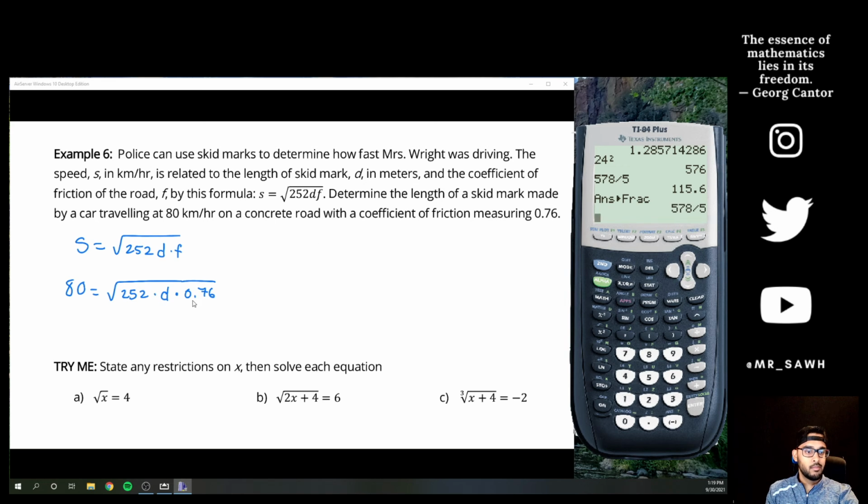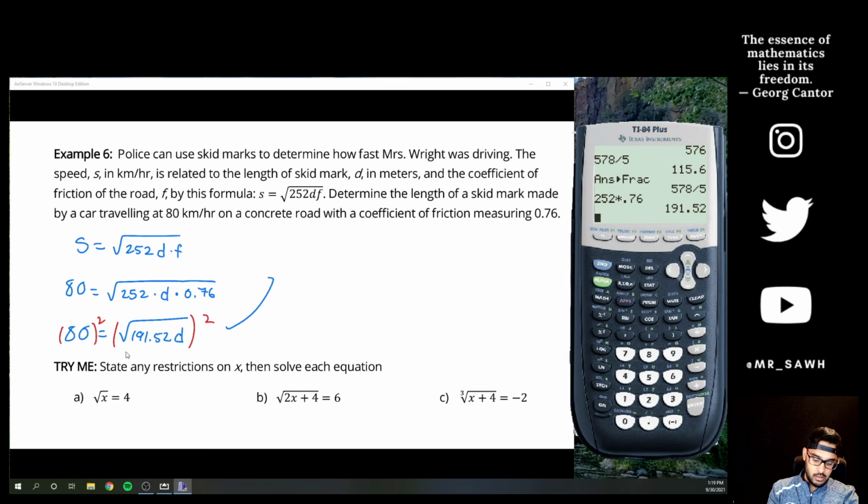So underneath that root sign, I can combine the 252 with 0.76. I can multiply them together, because everything's being multiplied underneath there. And I get 191.52. So let me rewrite this. 80 equals the square root of 191.52 multiplied by distance. So I really just am going to get rid of the square root here. And again, it's radical isolated, so square both sides. So 80 squared, 6,400, equals 191.52 multiplied by the length of that skid mark.